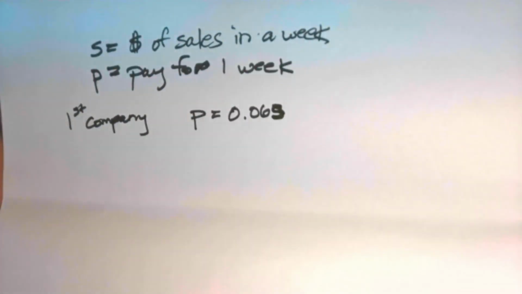Just remember why I don't like to use the variable S, because a lot of times it gets confused for a 5, but that's an S. Okay, so my pay for the first company is going to be 0.06 times whatever the sales are.